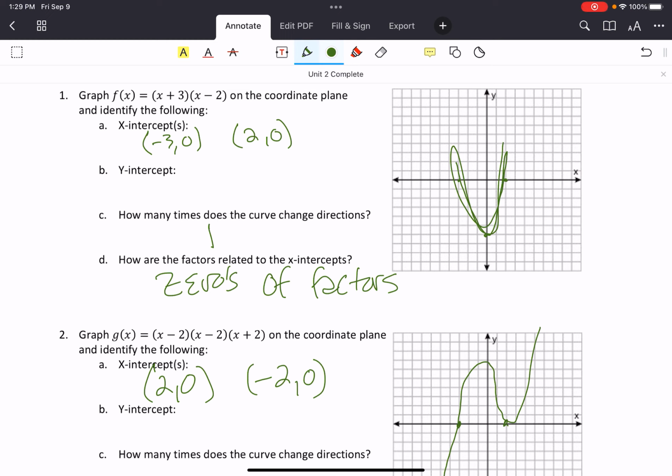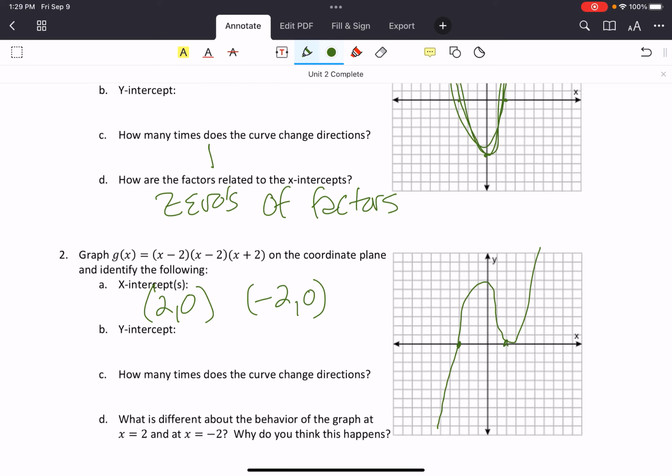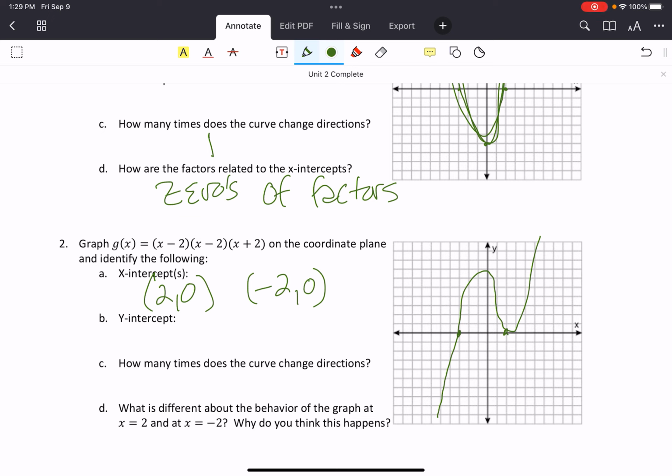What was our vocab word last year for that point where it changes direction? Vertex. Yes, good. Okay, now let's look at this one, which is a cubic. I know that because look, 1, 2, 3 x's, right? How many times does this graph change direction? Three times.